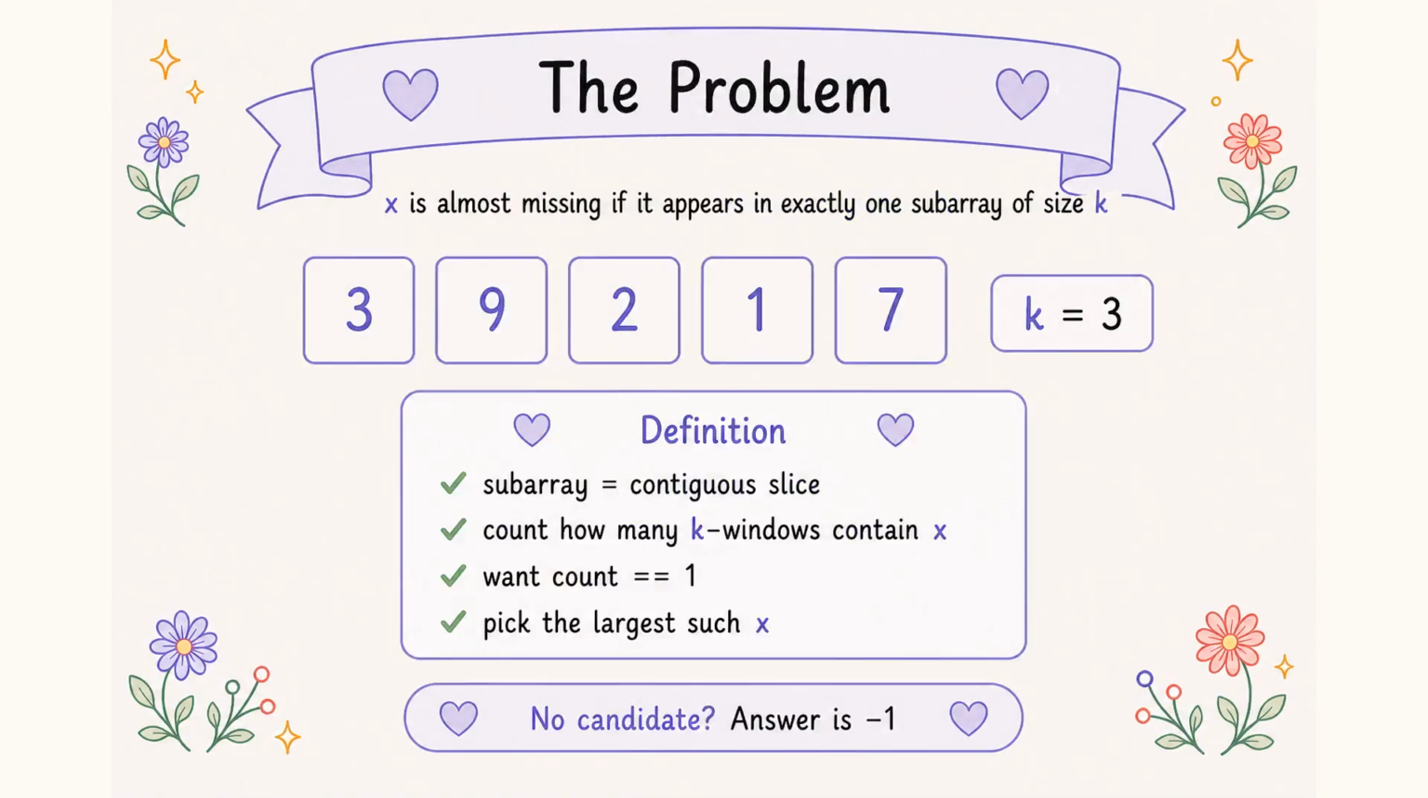You are given an array nums and an integer k. An integer x is almost missing if x appears in exactly one subarray of size k. A subarray is a contiguous slice. Count how many windows contain x. We want that count to equal 1, then pick the largest such x. If no candidate exists, answer -1.